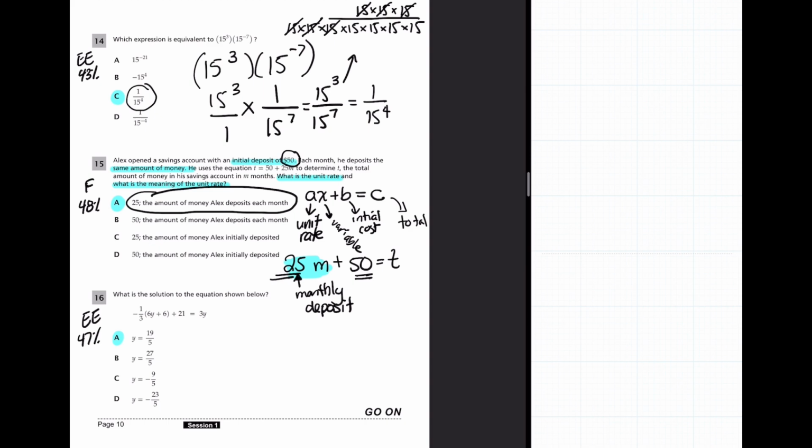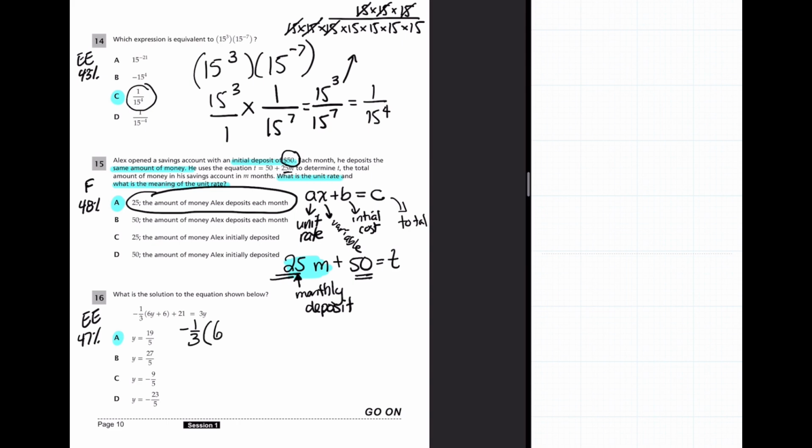So there you go. 25 is the amount of money each month. I could also see it because it was my coefficient. So that was my clue that it was going to be my unit rate. Let's go to the bottom part. What is the solution to the equation below? All right, so it's just checking our skills.